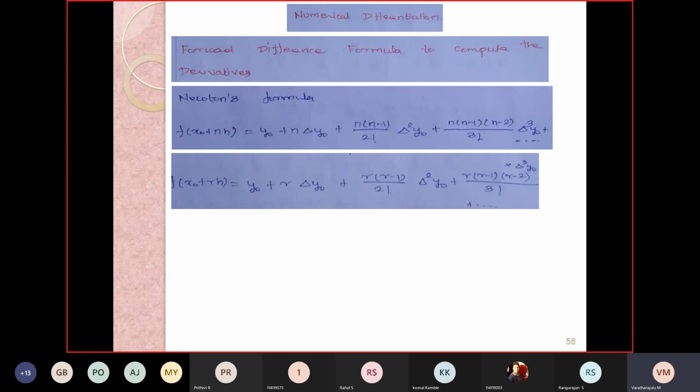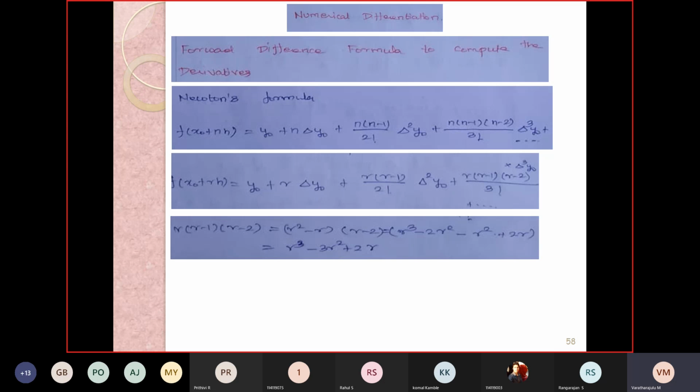Instead of n, for my convenience, I am replacing the n with r. Therefore, f of x naught plus rh. This is the forward interpolation with r. And see, here, n into n minus 1 divided by 2 factorial, that is r into r minus 1. Here, r into r minus 1 into r minus 2. R into r minus 1 becomes r square minus r. Here, r into r minus 1 into r minus 2, I am going to expand the coefficient.